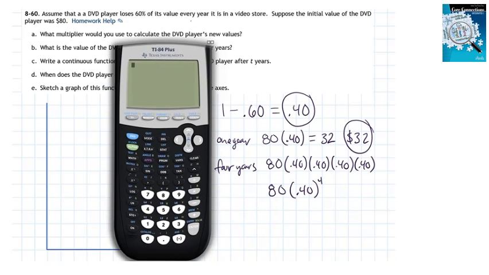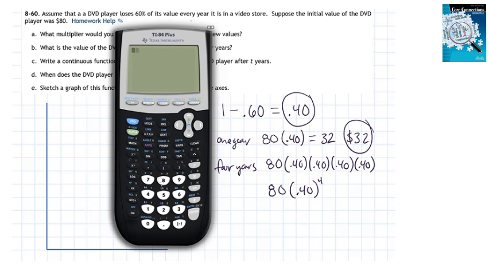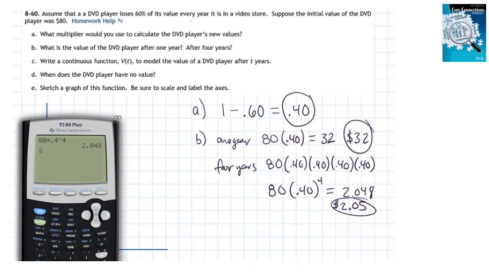So let me grab my calculator this time and look at that. So I'm going to start with the $80, and I'm going to multiply that by 0.4 raised to the 4th power. And when I do that, I get, that's not much money. I'm going to round that to the nearest whole penny. So it's 2.048, which is $2.05, right? So after 4 years, the DVD player should be worth $2.05.